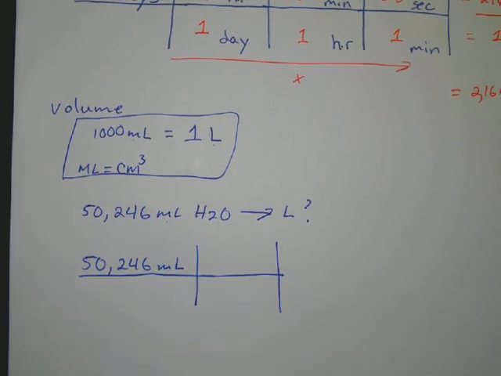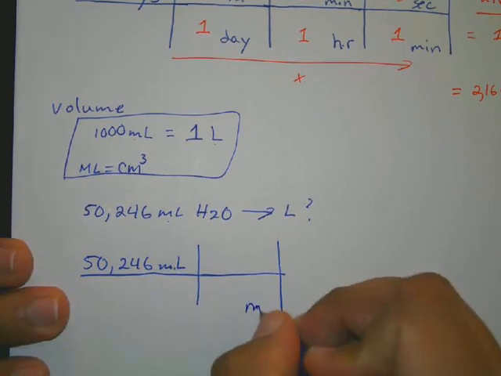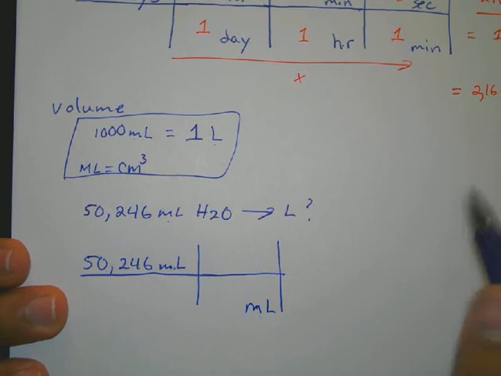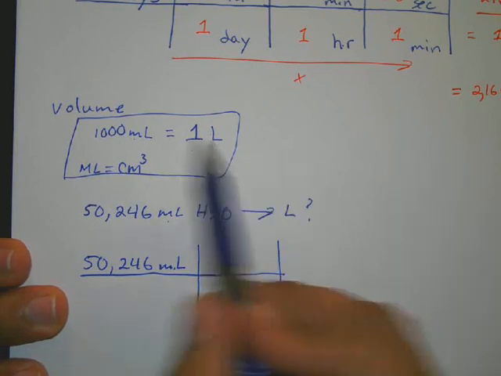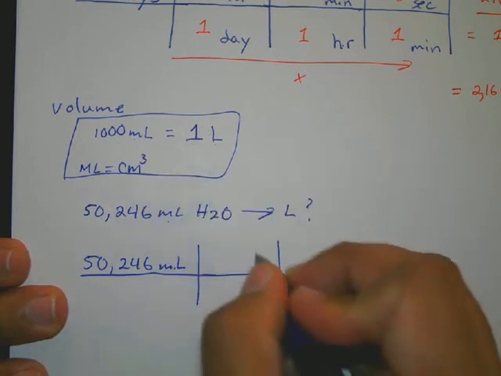So now, who remembers what we have to do? I said whatever's up here goes down there every time. Whatever units is up here goes down there. Not the number, just the unit. Whatever's up here goes down there. So I'm going to put milliliters. Okay? Now, once I'm in milliliters, where do I want to go to? I want to go to liters, right?